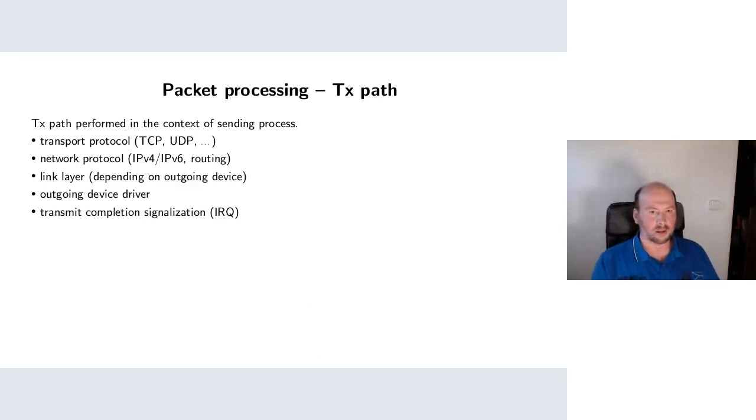So in transmit path, things are mostly simpler because almost all the transmit path is performed in context of the sending process. So we go through the transport protocol, which is TCP or UDP most of the time. Network protocol, IPv4, IPv6 mostly. This is also where the routing takes place. Then we have link layer depending on the device, the driver of the outgoing device, and finally the device when it actually sends the packet to the line, it then tells us that the packet has been actually sent and we can forget about it.